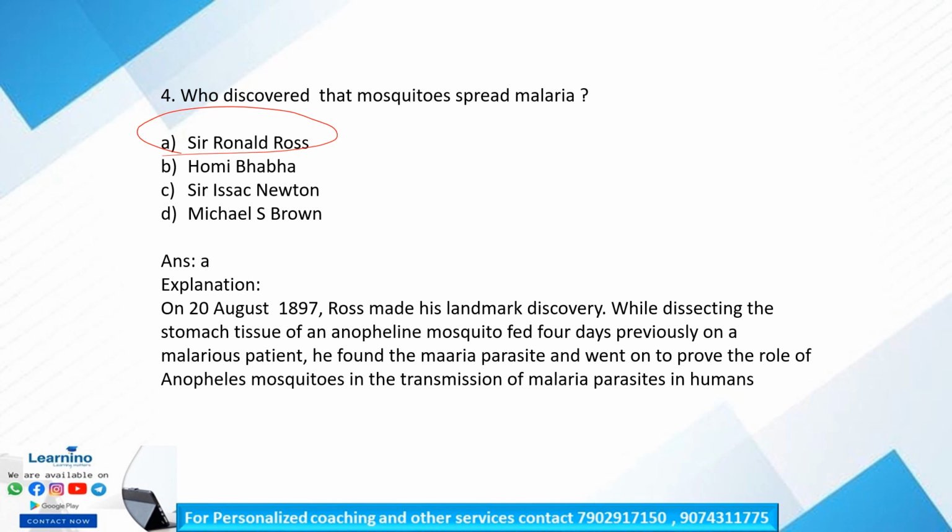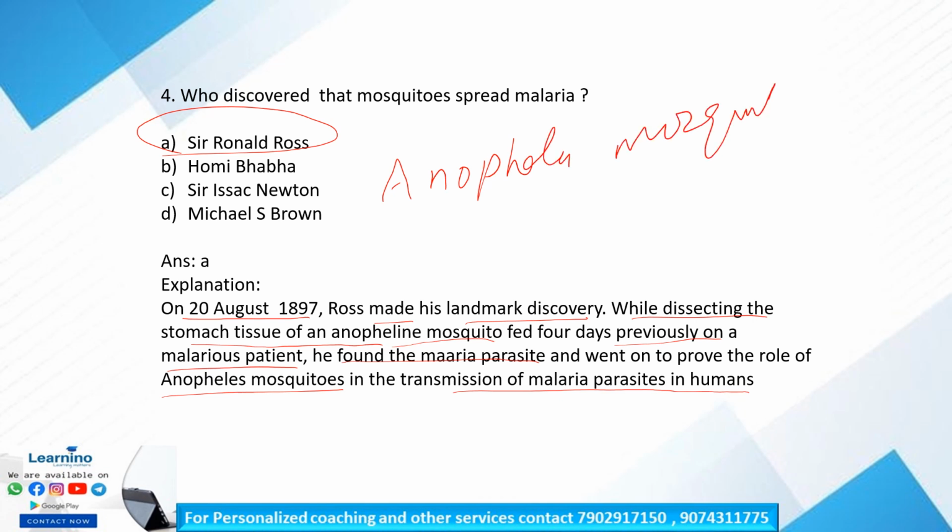On 20 August 1897, Ross made his landmark discovery while dissecting the stomach tissue of an Anopheline mosquito fed 4 days previously on a malarious patient. He found the malaria parasite and went on to prove the role of Anopheles mosquitoes in the transmission of malaria parasites to humans. So, which mosquito spread malaria? We get the answer from the explanation, that is Anopheles mosquito. Anopheles mosquitoes spread malaria.